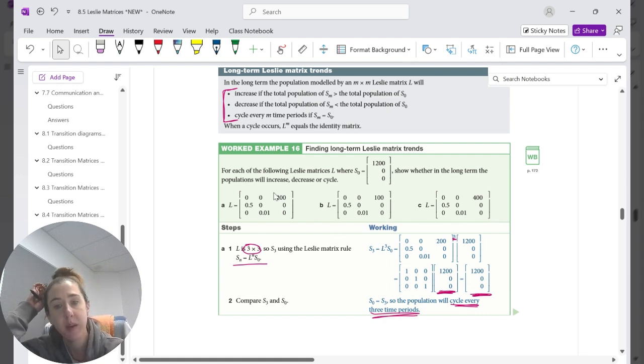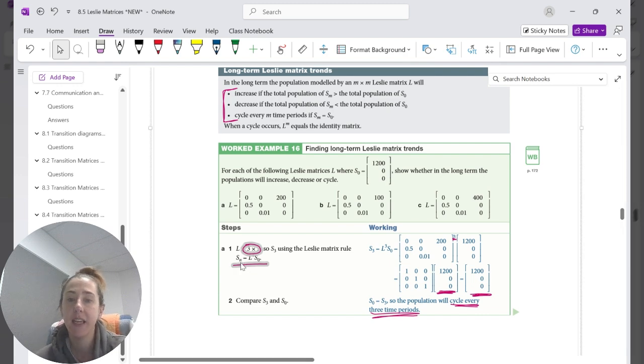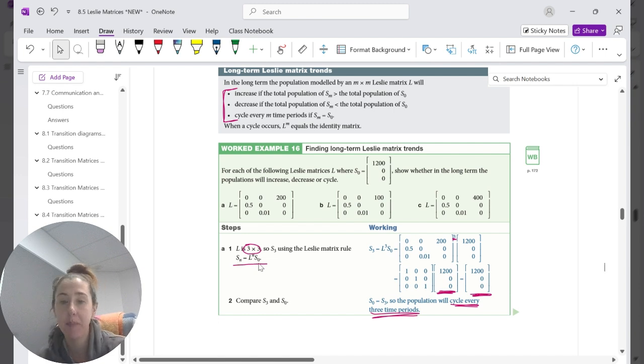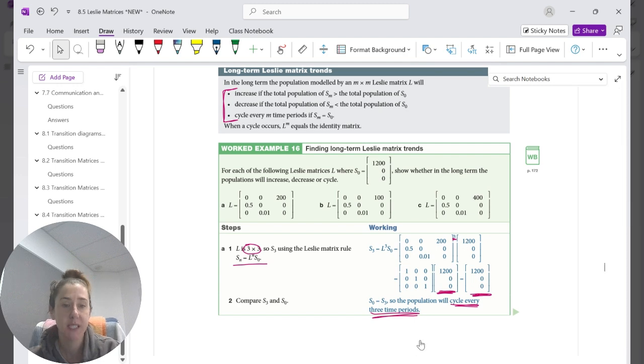So L is a 3 by 3. So S3 using the Leslie matrix rule: S of n equals the Leslie matrix raised to the power of n, so how many cycles we're going to go through, multiplied by our initial state. So we're going to go S of 3, so Leslie to the power of 3 multiplied by our initial state.